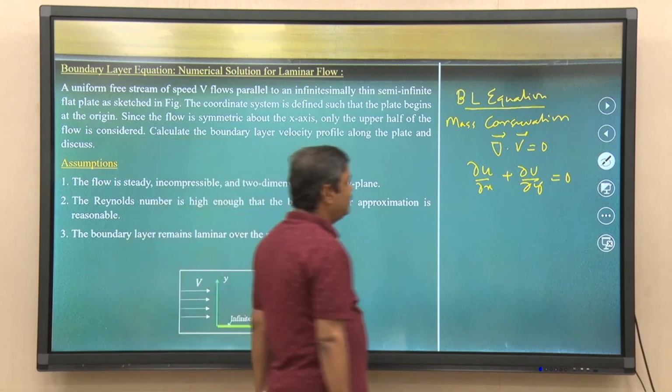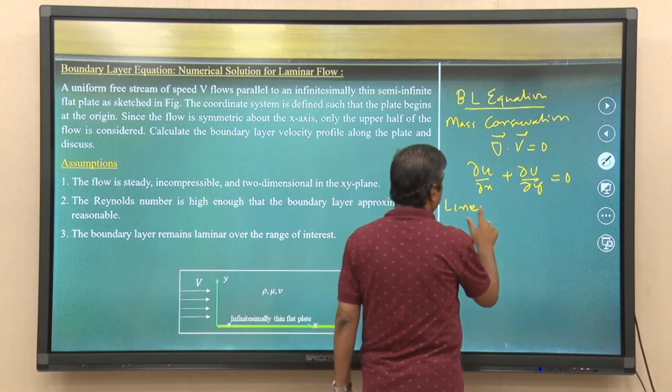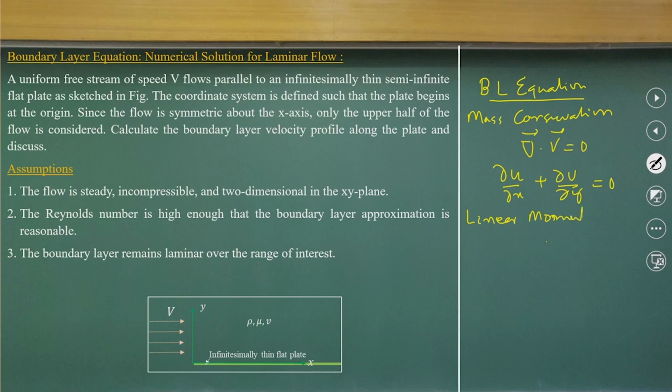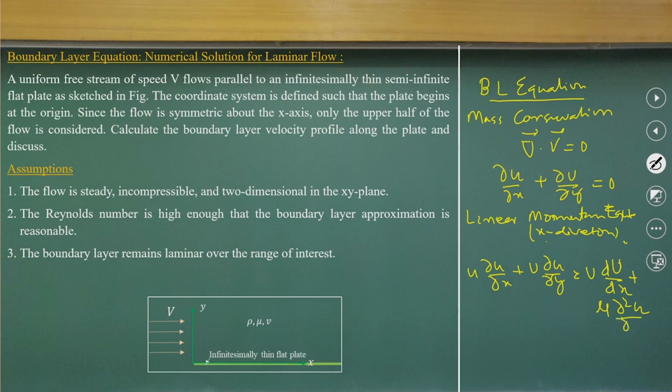As we derived, the linear momentum equation and Bernoulli's equation, both we combined to get the boundary layer equation in this form, basically the x direction equation for steady incompressible flow. It comes out to be, as you know, u del u by del x plus v del u by del y is equal to U dU by dx, where U is the free stream velocity, plus nu del square u by del y square. That is the boundary layer equation.